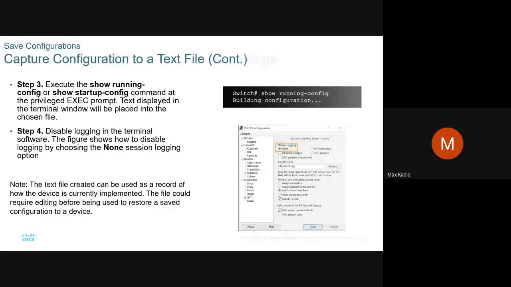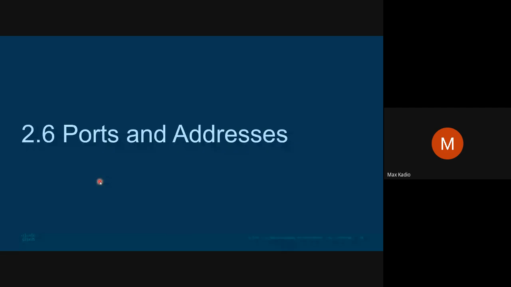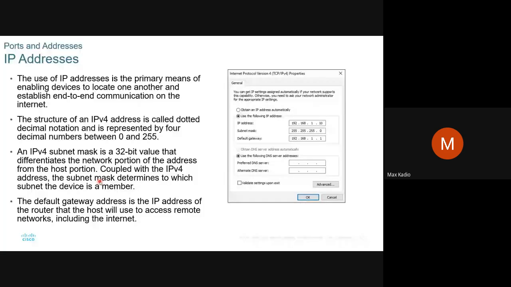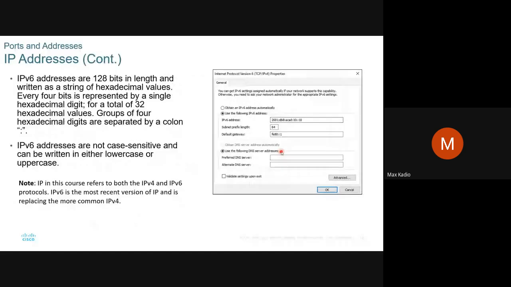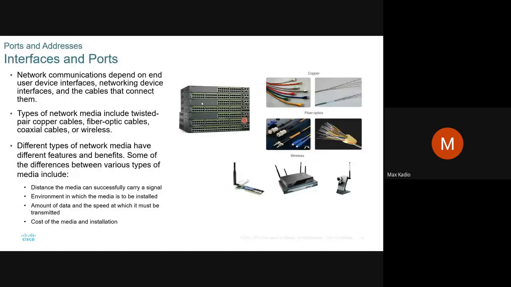And port and address. If you want to add a cell phone number or an IP address to your PC, you go there and you add. We have time to do all this, so no worries. IPv4, IPv6. Interface on port. A switch has a lot of ports because each port will get connected to a PC.